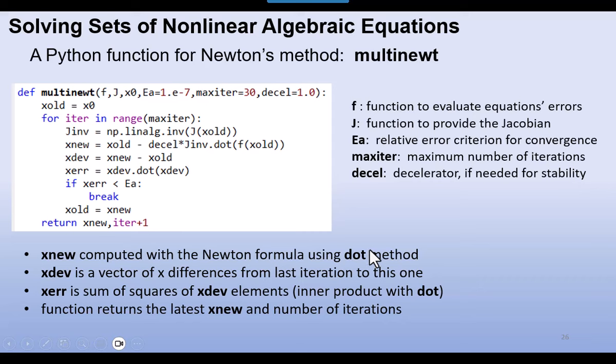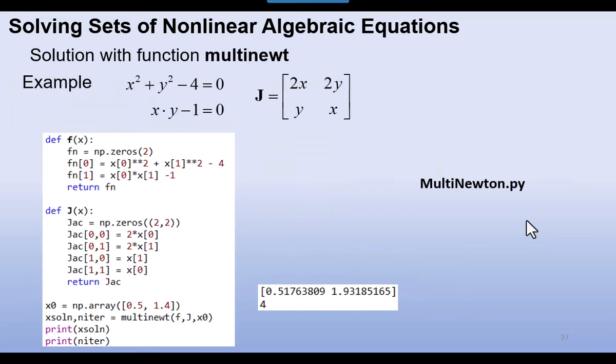And this shows the use of the dot method for matrix multiplication, and then again to compute the error criterion, and then it returns the latest solution and number of iterations. Okay? And then this is the example that we used at the top. It shows the Jacobian, which is very simply derived analytically, and then it shows what we put in, and the code is also duplicated in a file that's already in your collection, which is called multi-Newton. Okay?